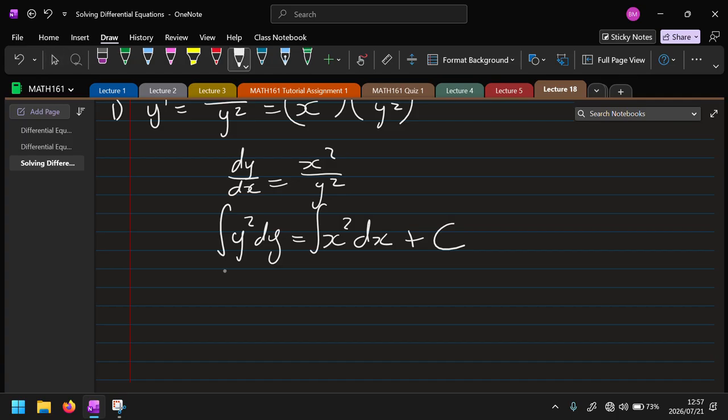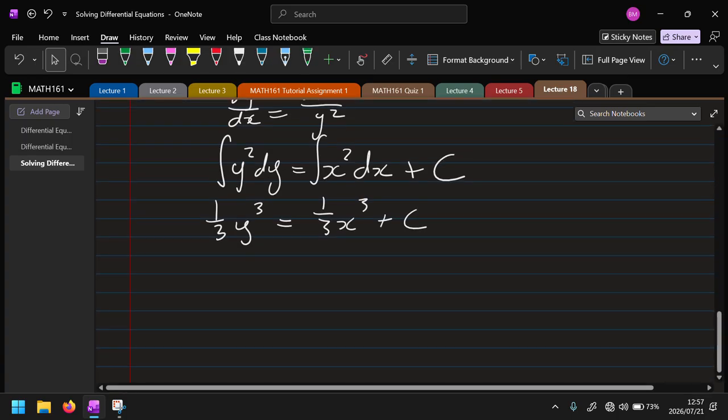So the first one, that's going to be 1/3 y cubed. We don't need to worry about plus c. We already did that. We've got it on the side there. Next one, 1/3 x cubed plus c. And now the last step, if possible, let's try and solve for y. Here we can, pretty straightforward. So let's multiply through by 3.